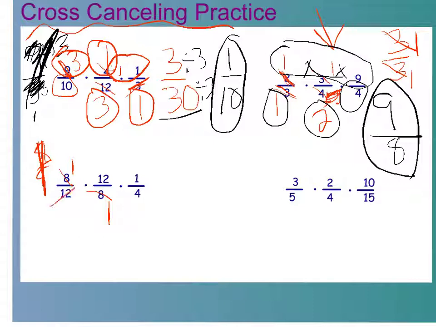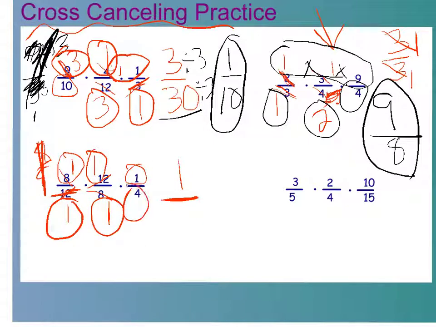I see a 12 on bottom and a 12 on top. Those cancel to 1. So, wow, all I have left is 1 times 1 times 1. That equals 1. And I have 1, because the 12's gone, times 1 times 4, which equals 4. That was a fast one.